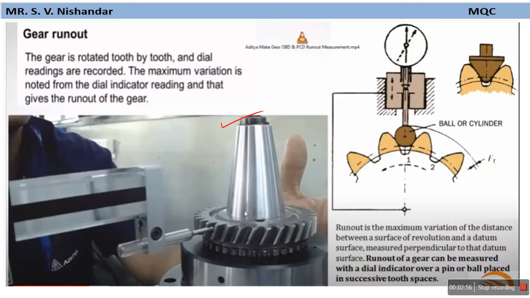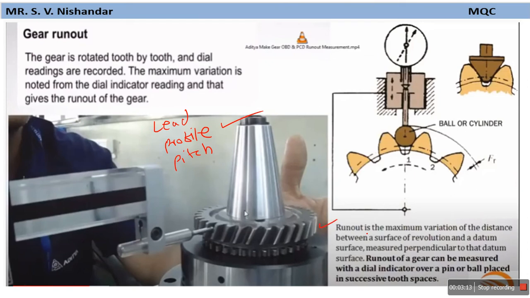With coordinate measuring machine type instruments, we can measure the lead error. We can also measure the profile error and the pitch error. We are also going to demonstrate how to take the readings.